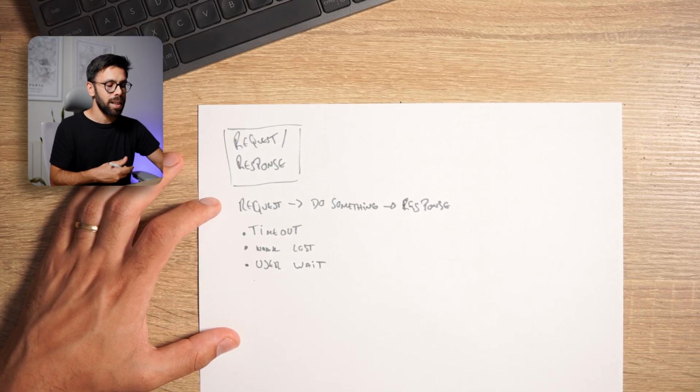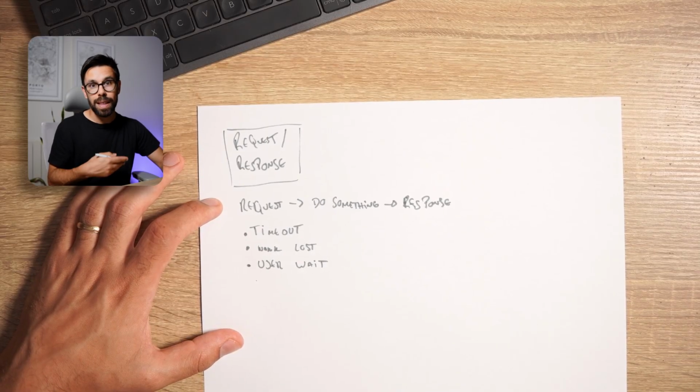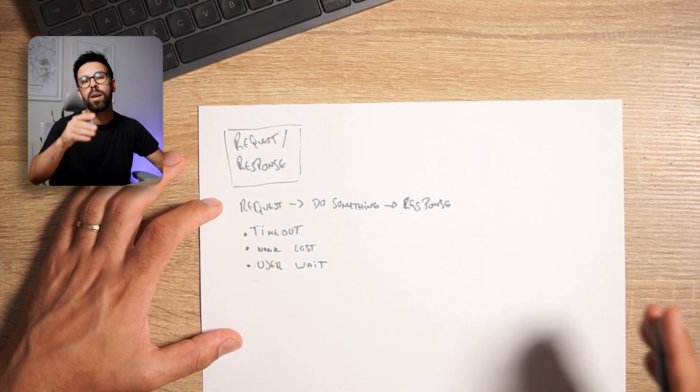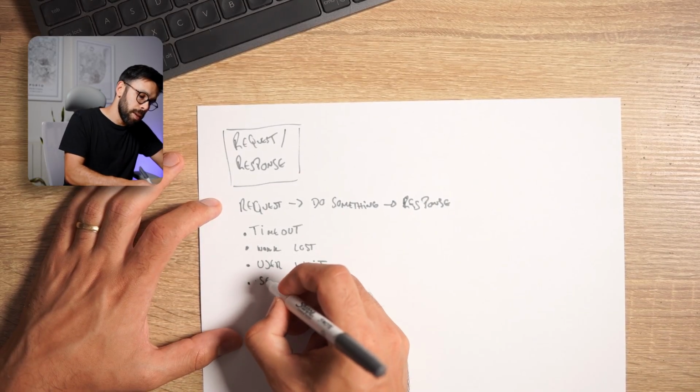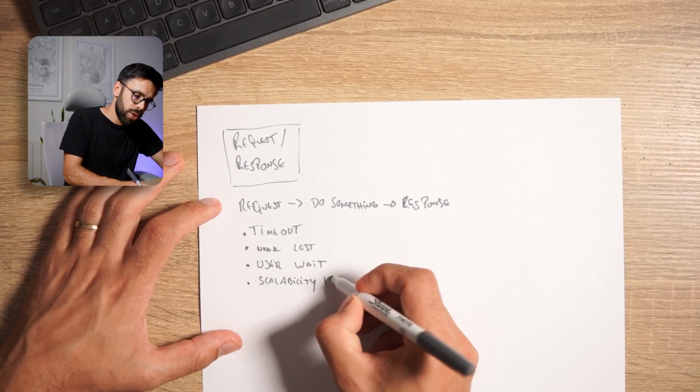Okay, there's an expectation in a request response, okay, that the user needs to be there waiting for every single thing to happen. This is a poor user experience. And one of the biggest problems with this is that this doesn't scale. Okay, so we have a scalability issue.